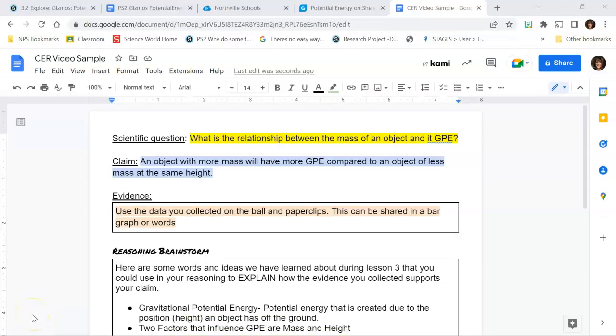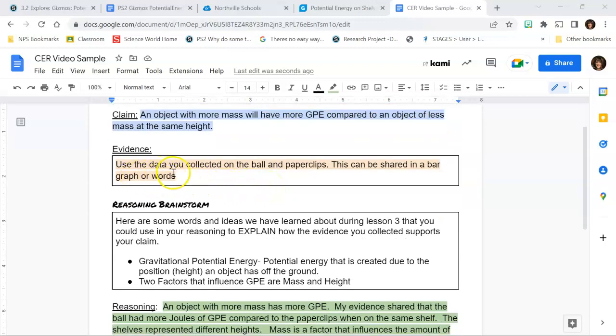Let's take a look at what a claim, evidence, and reasoning writing sample would look like after collecting data on the gravitational potential energy of two different objects with two different masses. A reminder of the scientific question: what is the relationship between the mass of an object and its gravitational potential energy? Our claim is an object with more mass will have more gravitational potential energy compared to an object of less mass at the same height. When you share your evidence, you should use the data you collected on the ball and the paper clips. This can be shared in a bar graph or words.